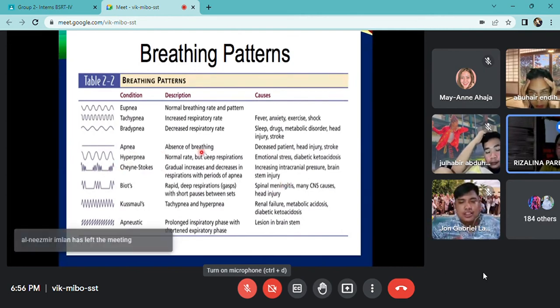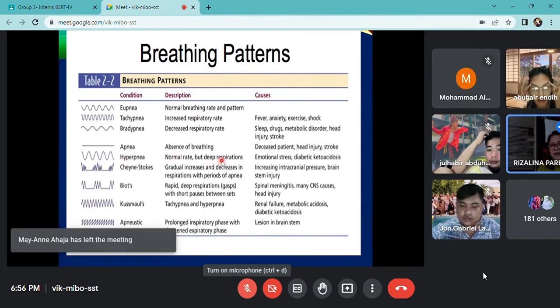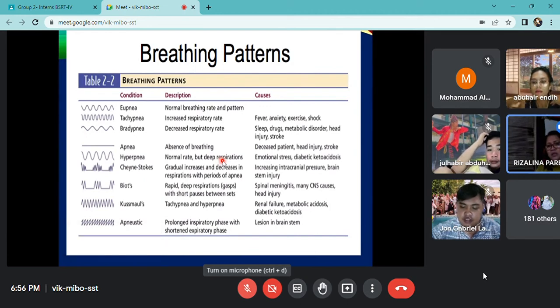Now, for apnea, absence of breathing. So this patient, syempre, mga patay na, may head injury, and stroke patient, minsan nag-apnea sila. Hyperpnea, normal ang kanyang rate, but deep ang kanyang respiration. That is hyperpnea. So when an individual has emotional disorder, stress, or diabetic ketoacidosis, usually hyperpnic sila.